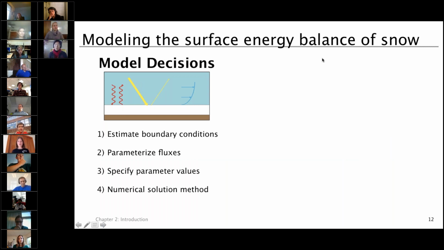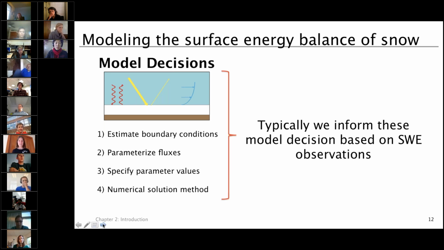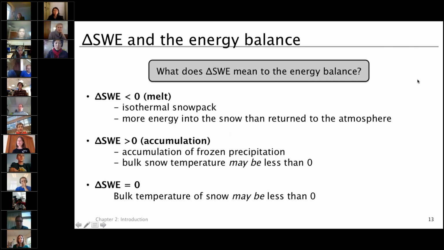So if we're trying to model surface energy balance of snow, we have to make a lot of model decisions. And we start by estimating the boundary conditions. We're going to parameterize our fluxes. We're going to come up with an equation that describes how much turbulence flux we think we'll have. And then we're going to specify some parameter values, and then we're going to solve it with a numerical solution. So typically, we inform the model based on observations. But you'll see that Delta SWE cannot be so helpful at times in terms of diagnosing what's the best way to use the energy balance.